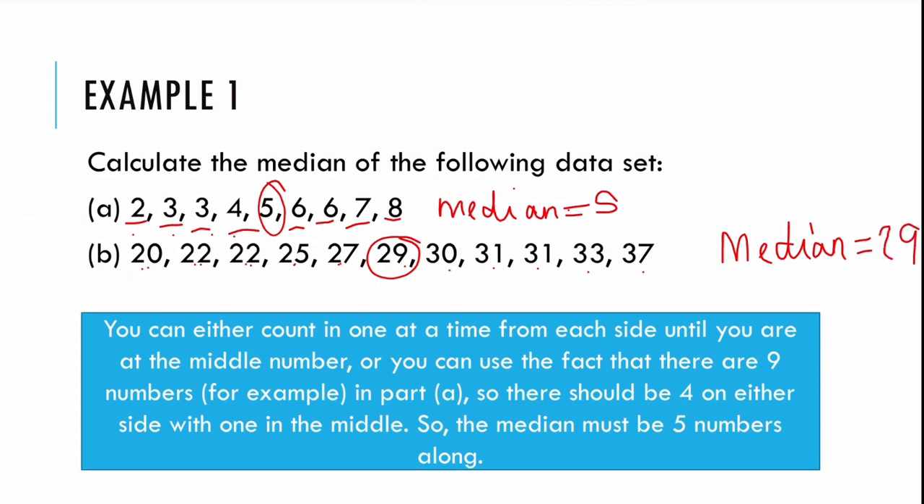Again, you could just get to that by counting in 1 from either side till you get to the middle. Okay, so this is a method for odd sets of numbers. So when there's, say, 1, 3, 5, 7, 9, etc. numbers in the set, because there is definitely one median.